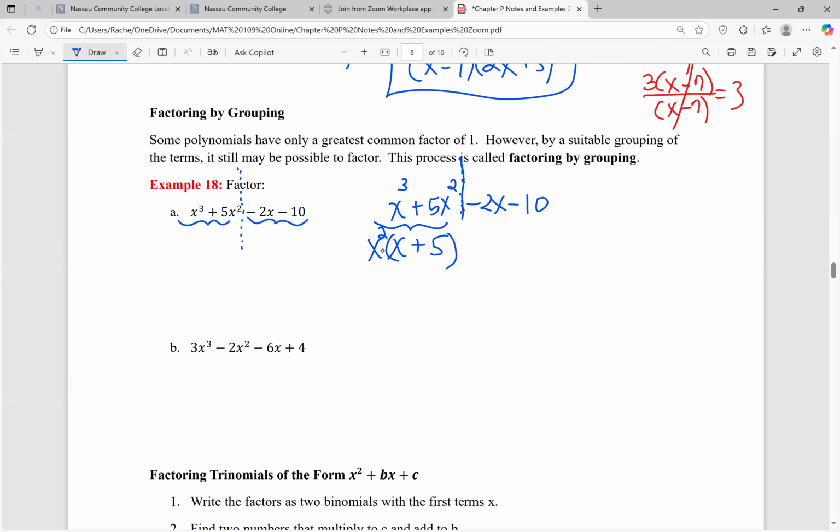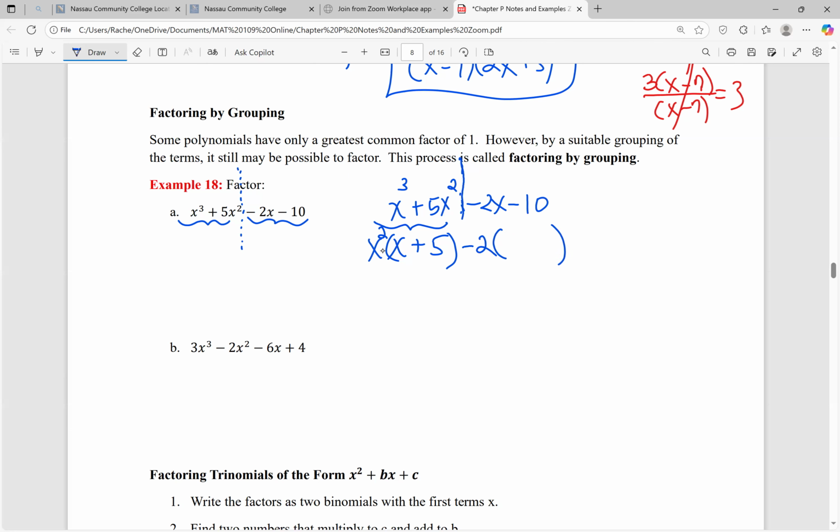I have a negative 2x minus 10. I see there's a common factor of 2 between the 2x and the 10. But you have to pay attention to sign. You see how this leading coefficient for this group is negative? So whenever the leading coefficient's negative and we're going to factor out a common factor, make it negative. So I'm going to factor out a negative 2.